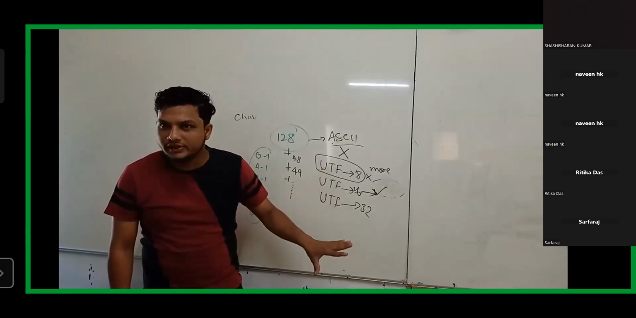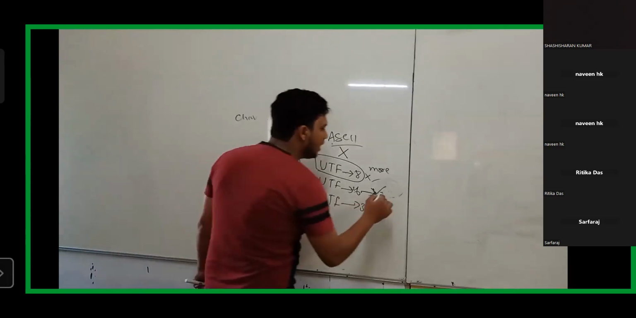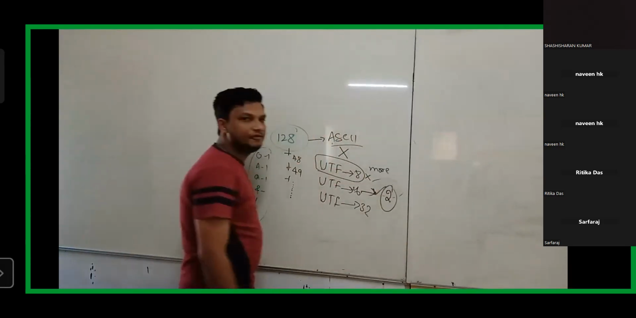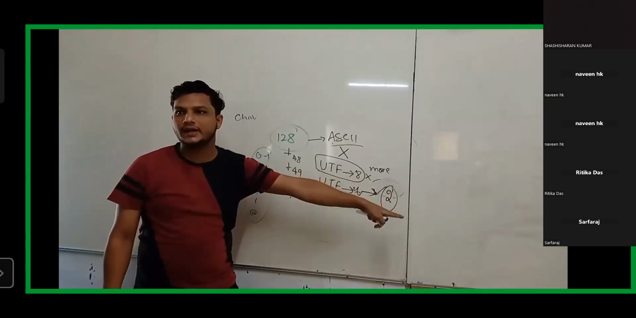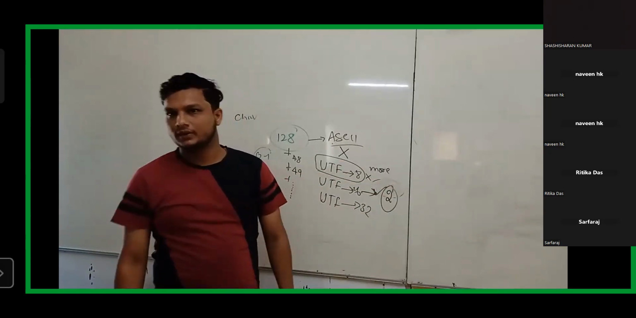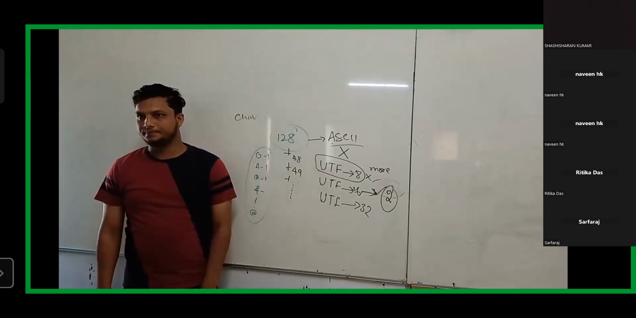But which one is Java using? UTF-16. If you ask about the memory, it will allocate 2 bytes of memory. That is UTF-16: 8 plus 8, that is 16 bits, which is 2 bytes of memory. Is it clear?